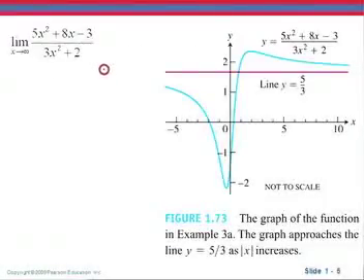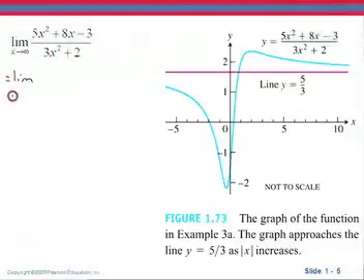Now let's consider this function, y equals 5x squared plus 8x minus 3 divided by 3x squared plus 2. If you look at the graph, as you go towards negative infinity and as you go towards positive infinity, this appears to approach the line 5/3. Well, let's think why that should be the case. What we can do as we examine this limit is look at the leading term on the top and bottom and choose the highest variable exponent term, which is x squared.